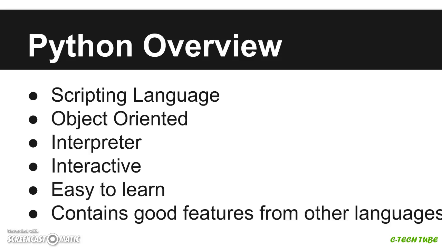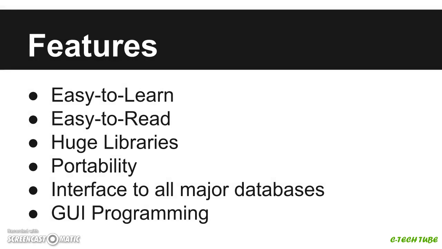And Python is interactive. This means that you can actually sit at a Python prompt and interact with the interpreter directly to write your program. And it is easy to learn and it contains all the good features from other languages. It is easy to learn, which means Python has relatively few keywords, simple structure and a clearly defined syntax. This allows students to pick up the language in a relatively short period of time. It is easy to read. Python code is much more clearly defined and visible to the eyes.